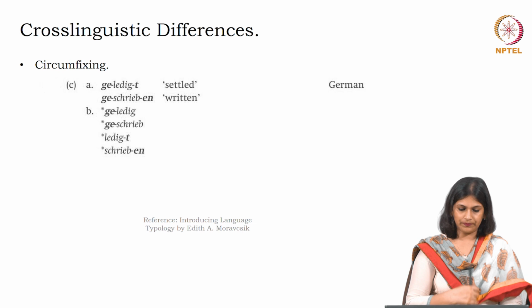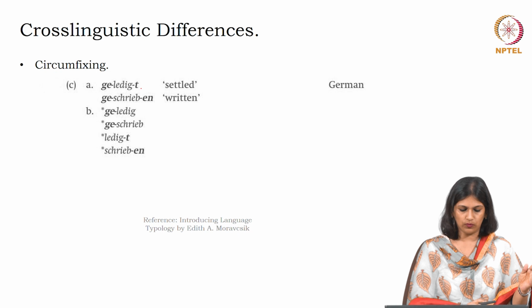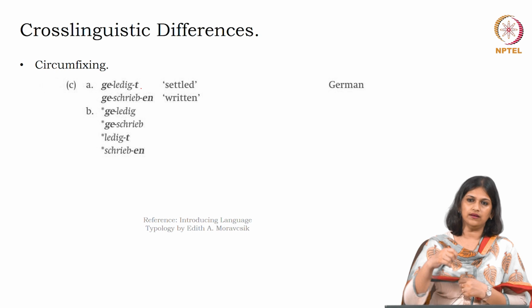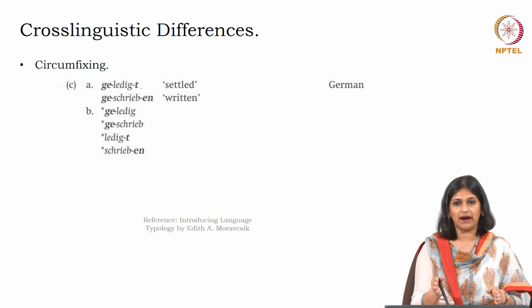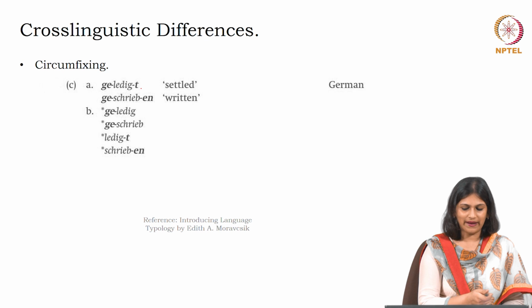Circumfixes are also found in German as the data shows here. So this is get, so that means settled and written. You see ge, one part of the morpheme, would be on one side and ter would be on the other side. The ter part of the morpheme is at the end and the ge part of the morpheme is at the beginning. And how would we know that this is a circumfix? You need to compare the German data A and B. So when you delete the ter marker, the word becomes unacceptable.